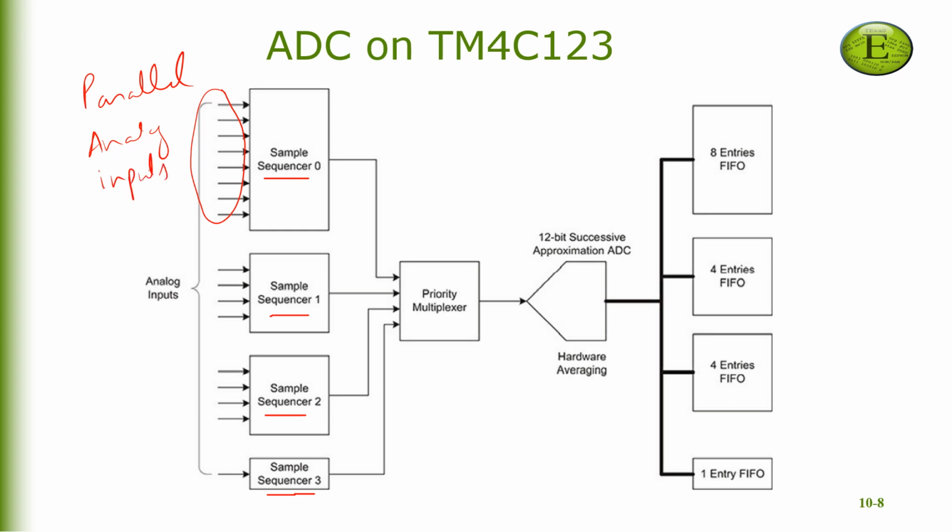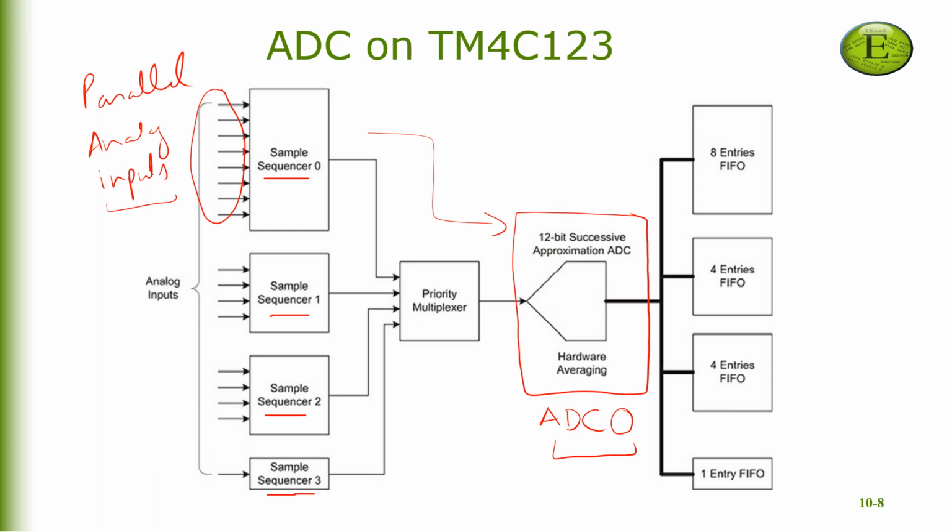Because we have just one analog to digital converter. Actually there are 2 ADCs on your microcontroller, but let's say we are looking at the ADC 0 module. We are working currently with ADC 0. So there is just one analog to digital converter, called ADC 0. Therefore, we cannot convert all these parallel analog inputs simultaneously. We cannot do that. That parallelism is lost. There's just one ADC.